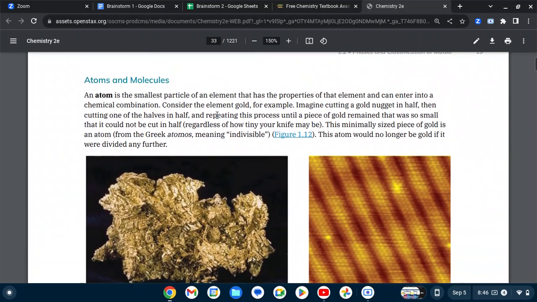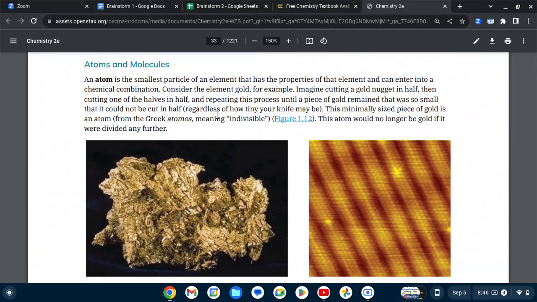Atoms and molecules. An atom is the smallest particle of an element that has the properties of that element that can enter into a chemical combination. Consider the element gold, for example. Imagine cutting a gold nugget in half, then cutting one of the halves in half, and repeating this process until a piece of gold remained that was so small that it could not be cut in half. This minimally sized piece of gold is an atom. This atom would no longer be gold if it were divided any further.